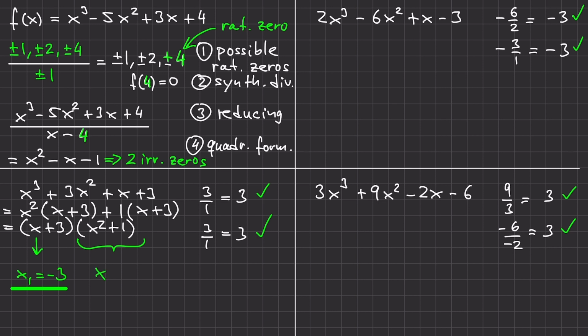So when does x squared plus 1 equal 0? After subtracting 1 from both sides, we get x squared equals -1. Note that when taking the square root, we get a positive and a negative solution. So we get x equals plus minus the square root of -1. The square root of -1 is the imaginary unit i. So we get i and -i as our second and third solution.